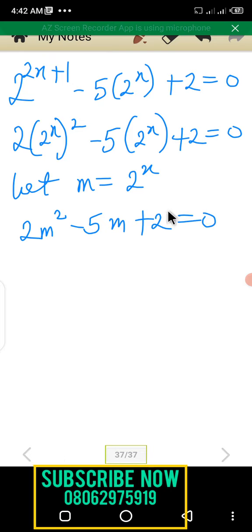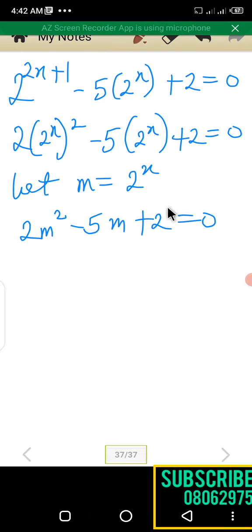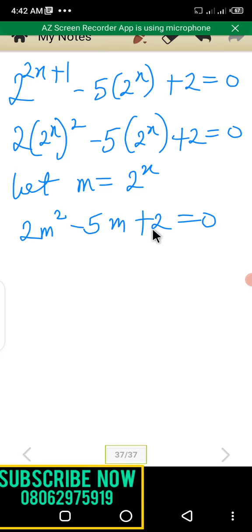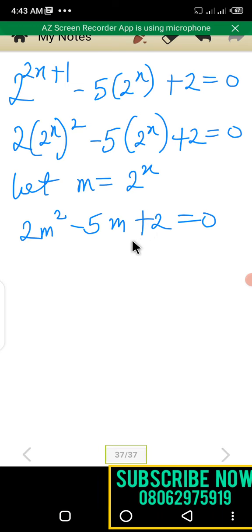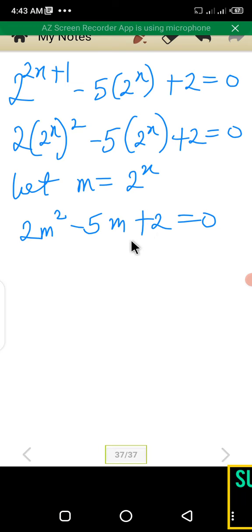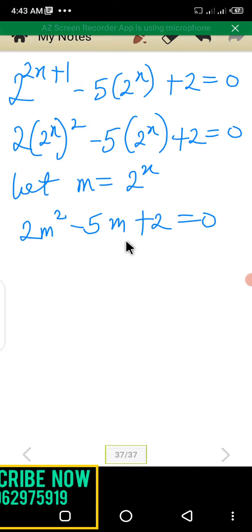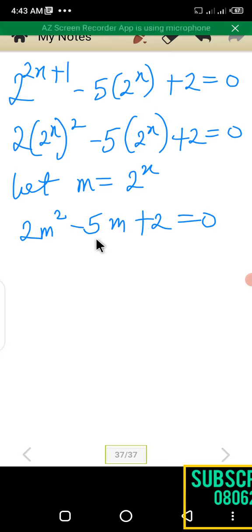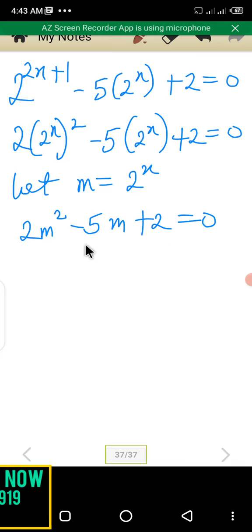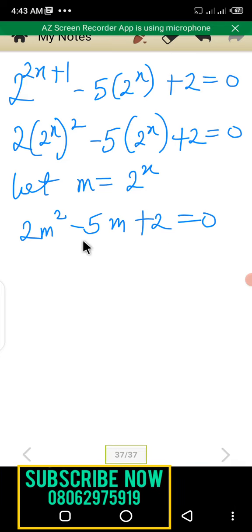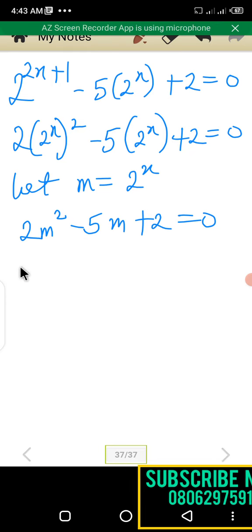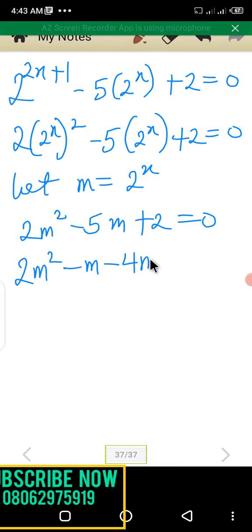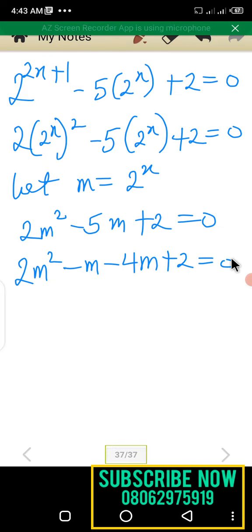So therefore the indices has formed a quadratic equation. By the time you multiply these 2 and these 2, it gives you 4. So we have two numbers that you are able to multiply to give you 4, but by the time you add them together, it will give you minus 5. What are the numbers? Minus 1 times minus 4 will give you plus 4. Minus 1 plus minus 4 will give you minus 5. So therefore 2m squared minus m minus 4m plus 2 is equal to 0.